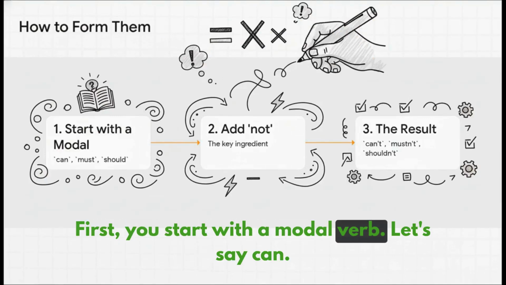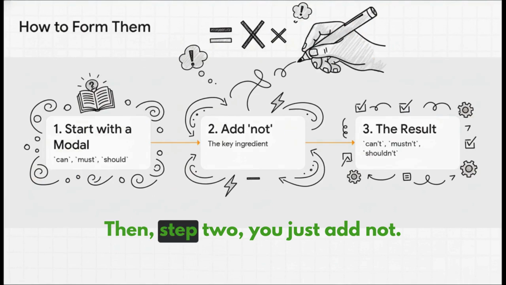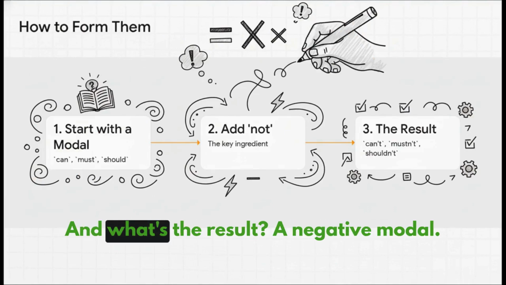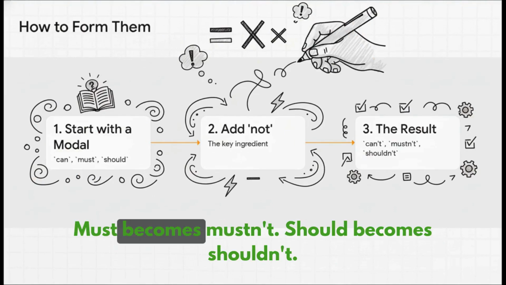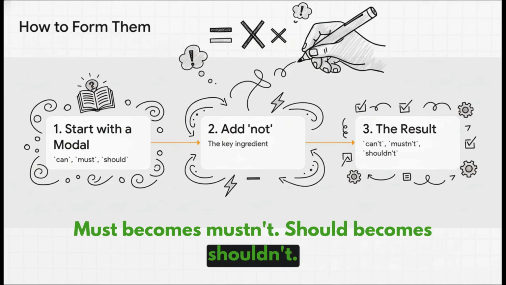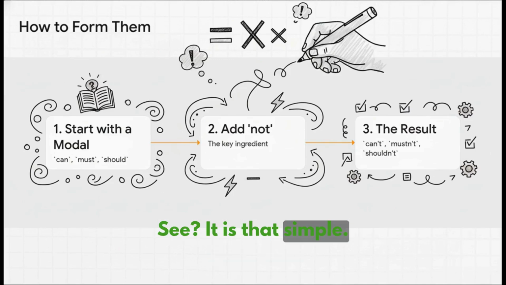First, you start with a modal verb, let's say can. Then, step 2, you just add not. And what's the result? A negative modal. So can becomes can't, must becomes mustn't, should becomes shouldn't. See, it really is that simple.